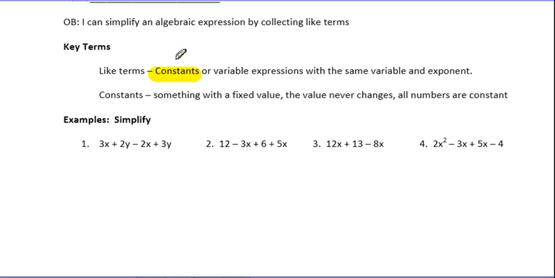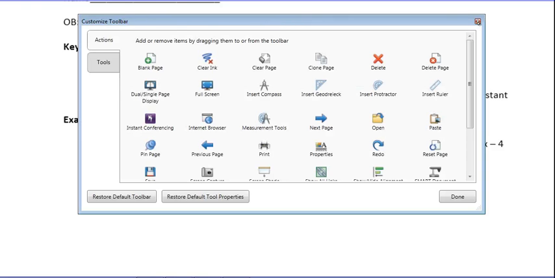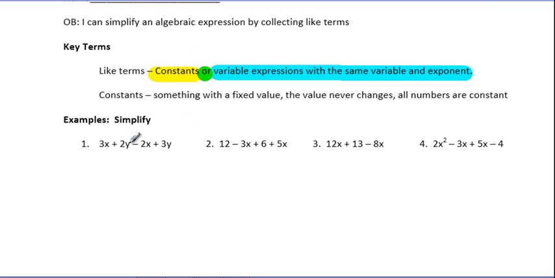So like terms are either constants, or variable expressions with the same variable and exponent. So it's two different ideas here. Looking at our 4 examples that we have here today, we're asked to simplify. What we're going to do is look for either constants to combine, or variable expressions with the same variable and exponent.